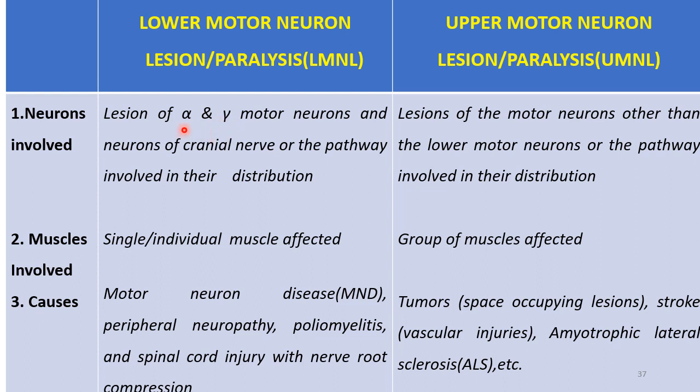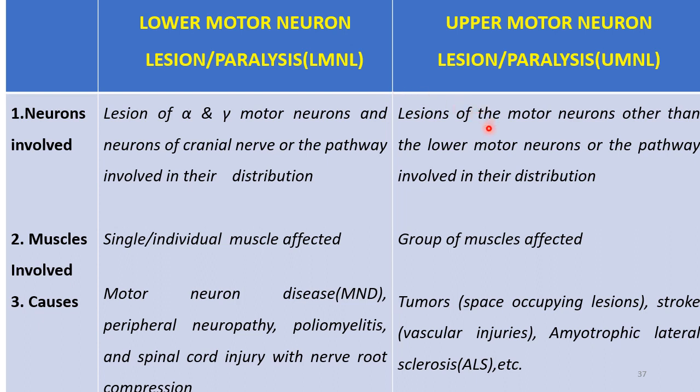Lesion of alpha and gamma motor neurons, or of neurons of the cranial nerve, or the pathway involved in their distribution, leads to lower motor neuron lesion or paralysis. I again repeat, the lesion of alpha and gamma motor neurons, neurons of cranial nerve, or the pathway involved in the distribution of these neurons will lead to lower motor neuron lesion or paralysis.